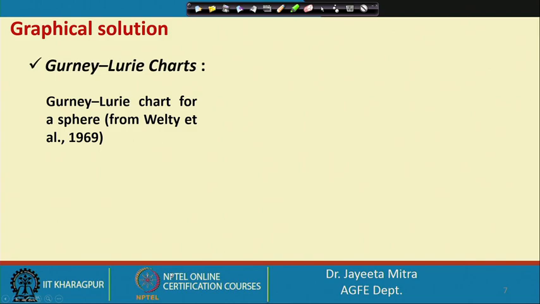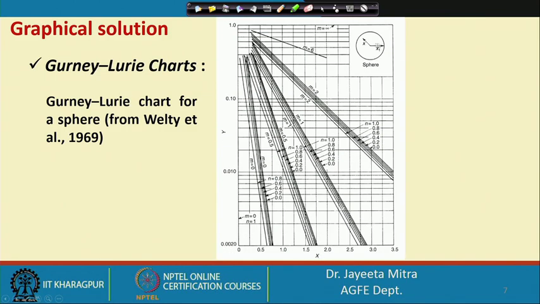Also for the sphere we can see this chart. This is for a sphere, and x is again represented on the x axis. In the y axis we are representing y, which is the dimensionless temperature parameter. M and n represent 1 by Biot number and the characteristic or reference position of the temperature measurement, as it was for the earlier two cases.